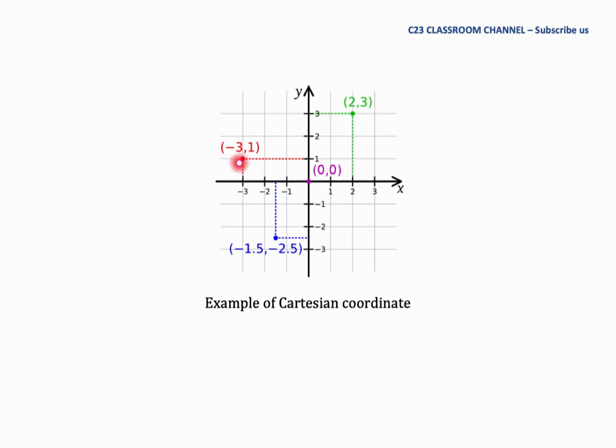If we have another point here, we write this point as (-3, 1) because it is located at -3 on the x-axis and positive 1 on the y-axis. I hope you can write this very well because I think you are already familiar with the Cartesian coordinate.